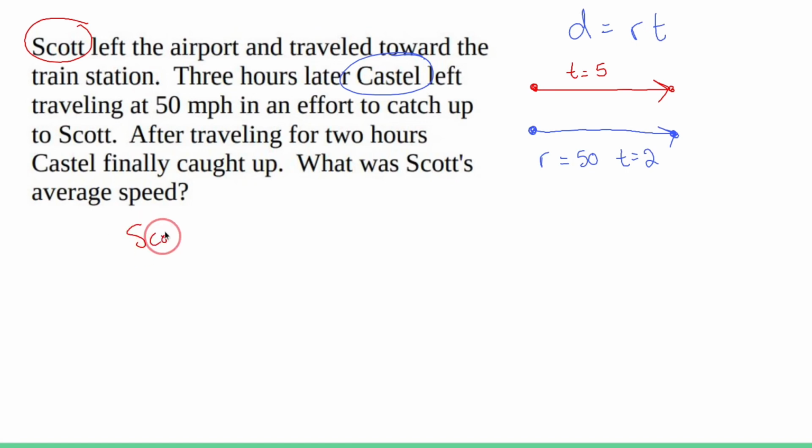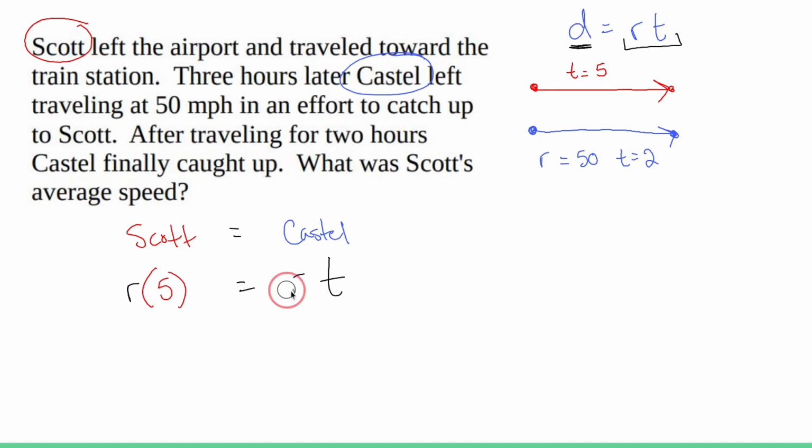So this is what we have: Scott, and Castell. I hope I'm pronouncing that right. Their distances are the same, which means their rate times time is the same. So we have Scott's rate, we have Scott's time. So I'll put RT knowing that I'm going to erase this, and R and T knowing that I'm going to erase that. So we have Scott's rate, which I don't know. We have Scott's time, which I do know. That's 5. So I'm going to replace Scott's T with 5.